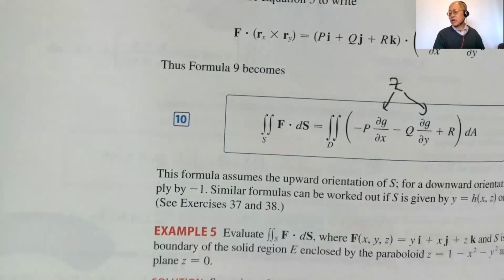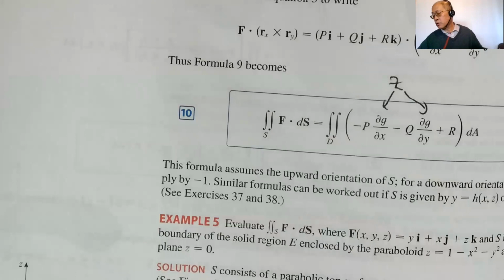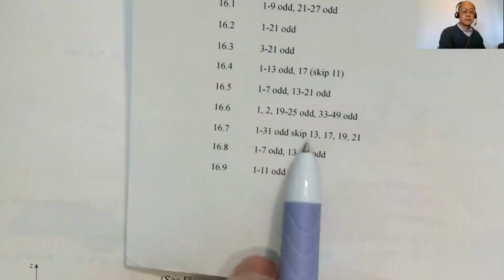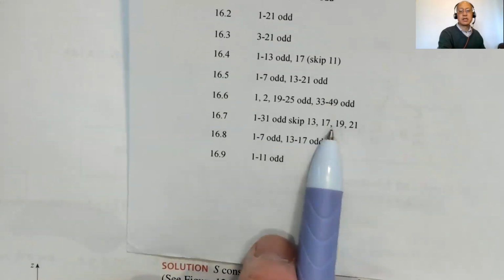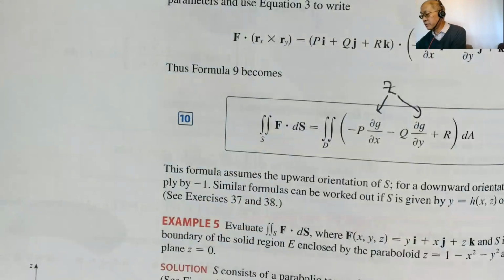Now, some of these problems can get really long. If you look at the homework assignment, I cut out any that I thought would be super long, namely 13, 17, 19, 21. They're good problems, but they just take too long to do. That's the reason why I decided to shorten the assignment a little bit.